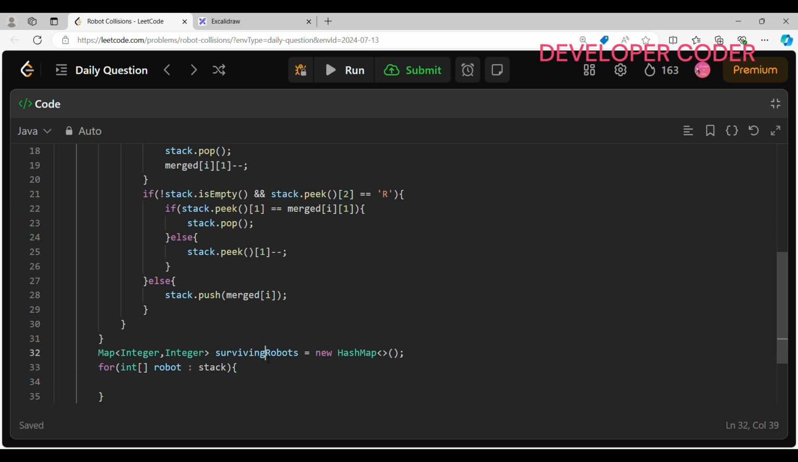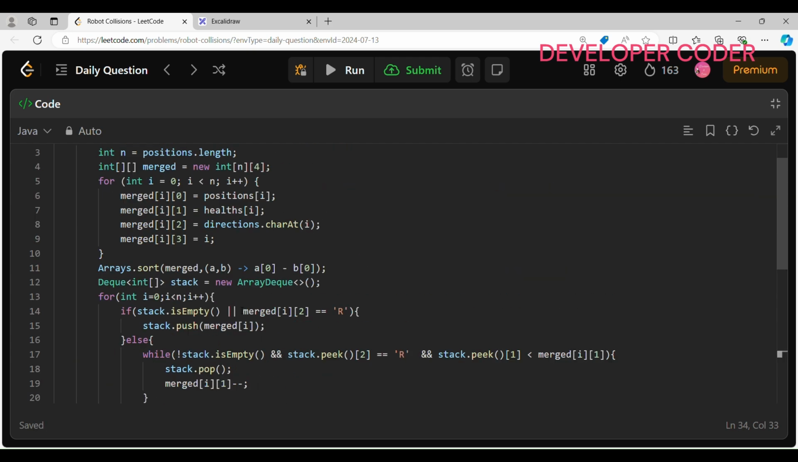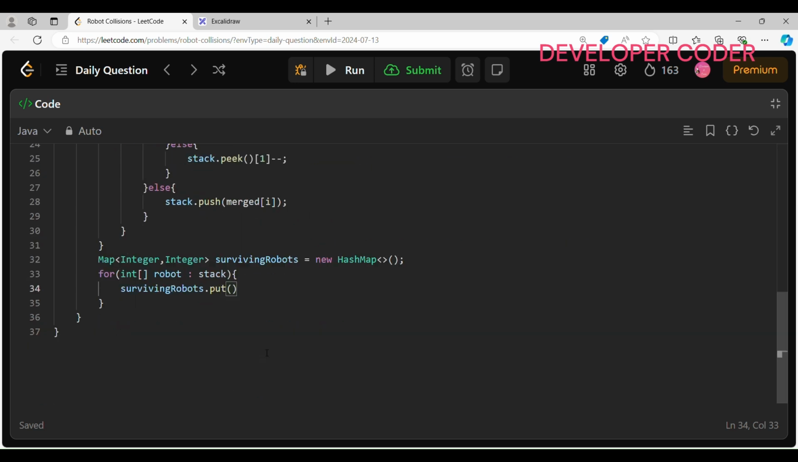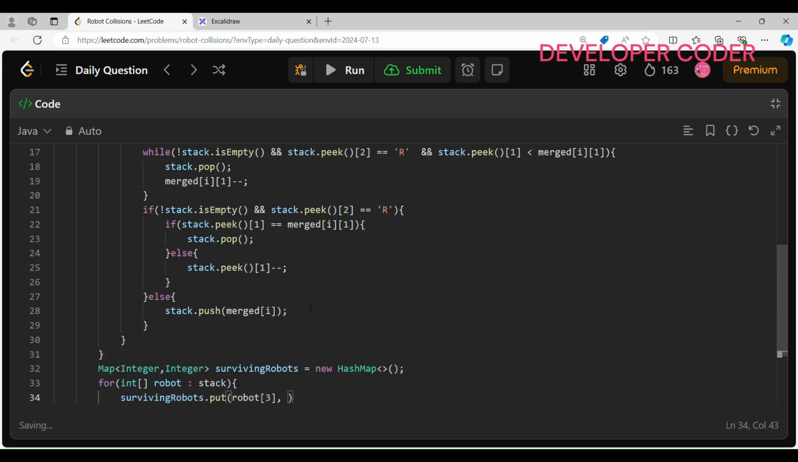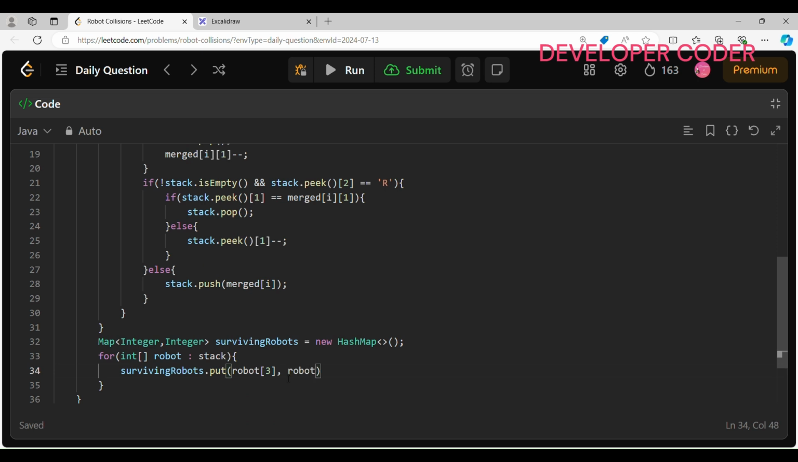Now in this case, this is my map. In this I am going to put the values, and I am going to take my key as this index, robot of 3. So robot of 3 is going to be my index, and in this index I am going to put the value, the first of my health. So robot of 1. That's it.